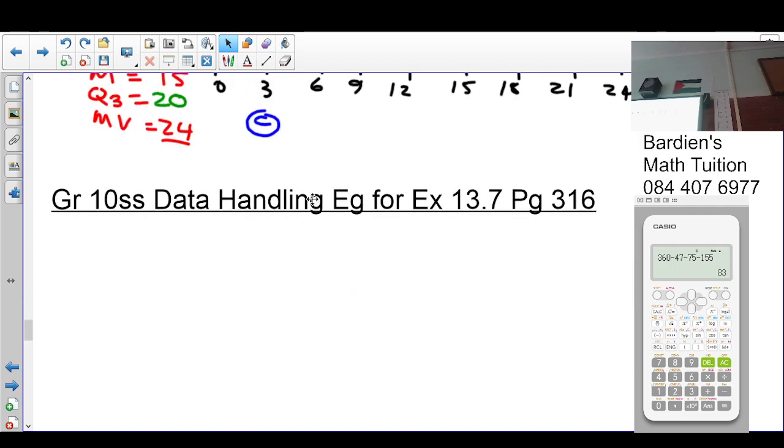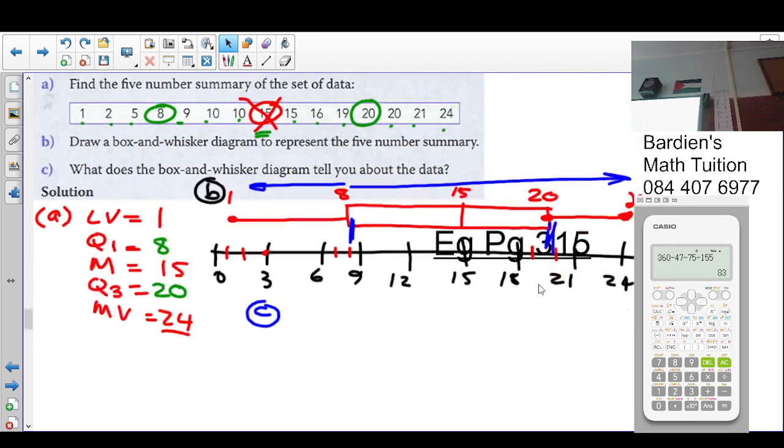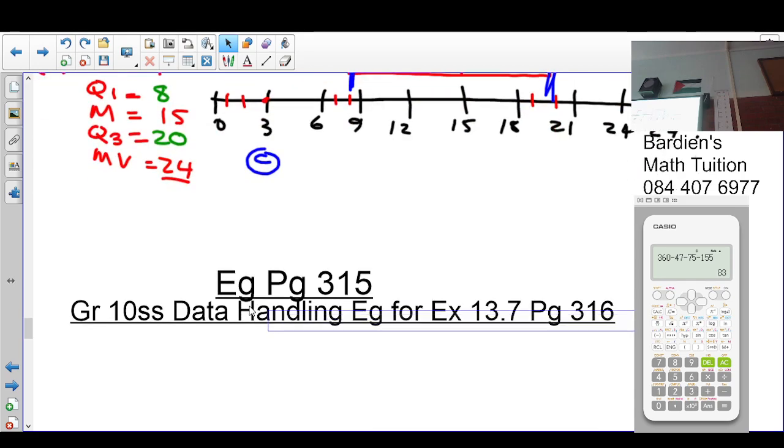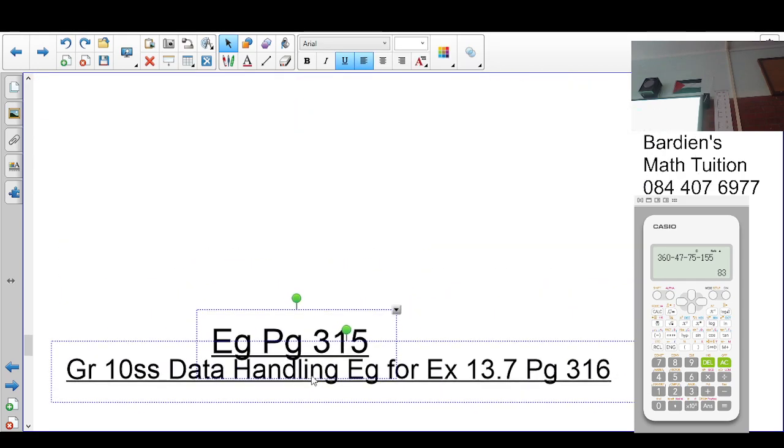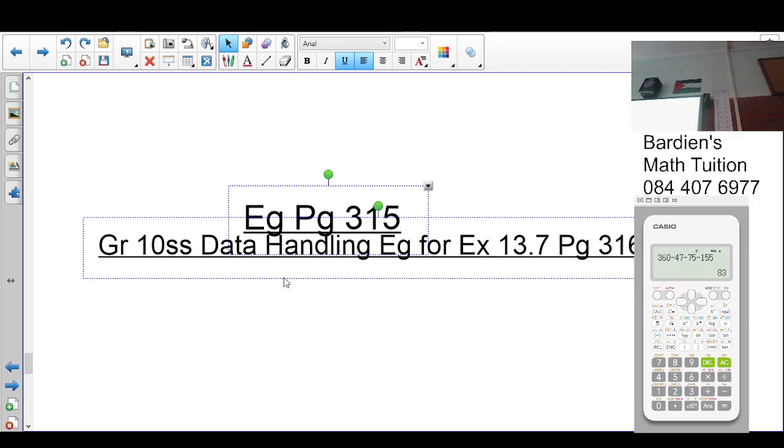Now we're looking at the semi-interquartile range. People, if we tell you something is a semicircle, what does that mean? Half. So semi is basically referring to half.